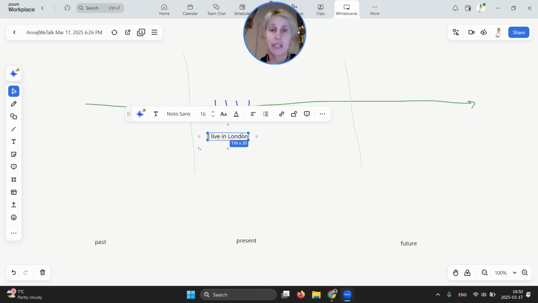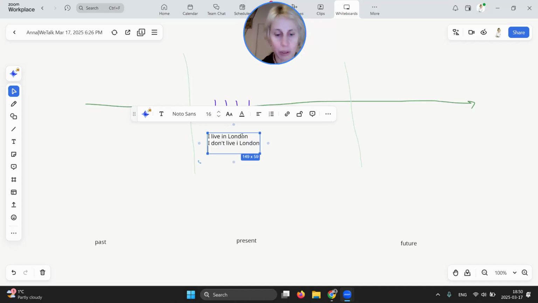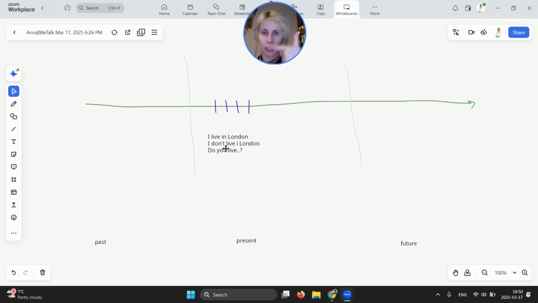I will remind you here that you also can use negative form, which is I don't live in London. And question would be, do you live? This is capital D. Do you live in London, for example? The problems here may be with he, she, it. 3 words. He lives, she lives. He doesn't live, she doesn't live. Does he live? Does she live in London?